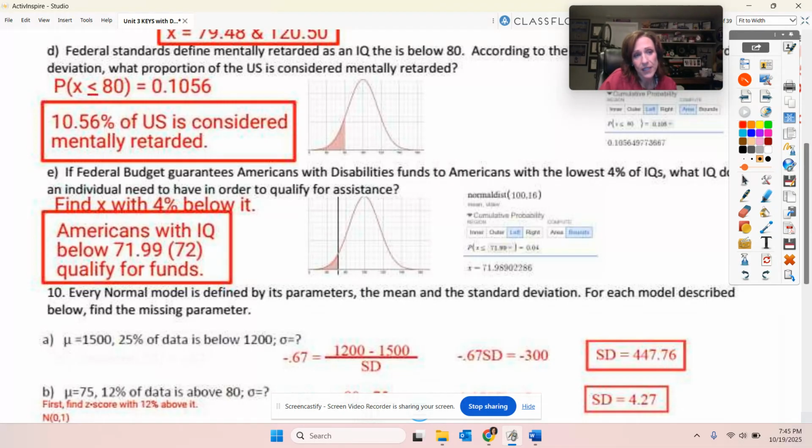So according to this, 10.56% of the U.S. is considered intellectually disabled. Okay, and then the federal budget guarantees the lowest 4% of people will get federal funds, and so IQs below 72 will qualify for funds. So I think that the U.S. has redefined intellectual disability as meeting their federal budget standards.